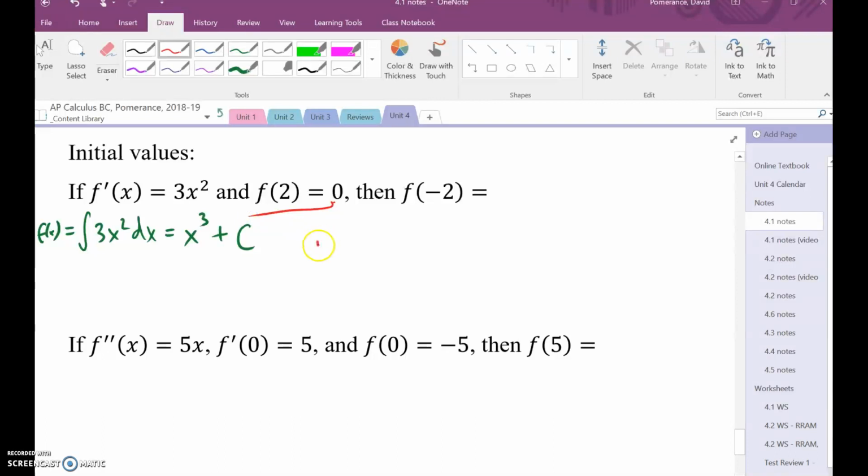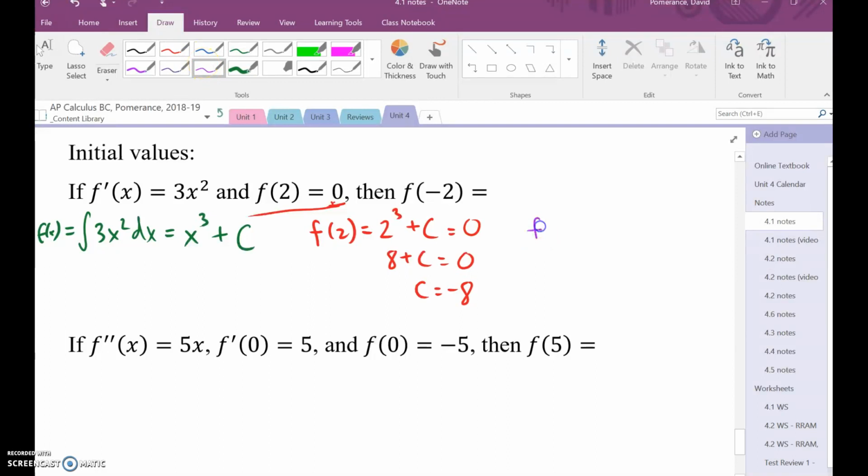So that tells us that f of 2, which is the same thing as, according to our answer over here, is 2 cubed plus c. That is equal to, well, they told us what it's equal to. It's equal to 0. So we've got 8 plus c equals 0, or c equals negative 8. So actually, we don't have a plus c in our answer.